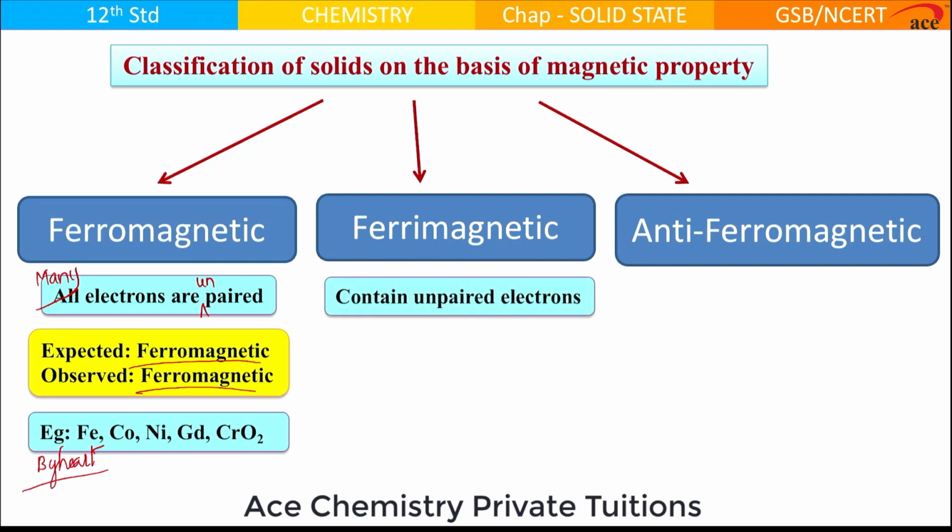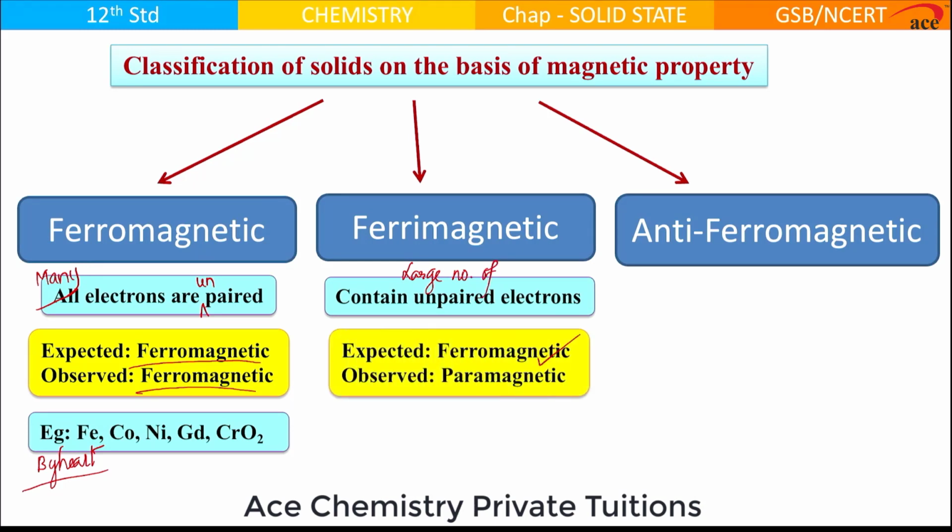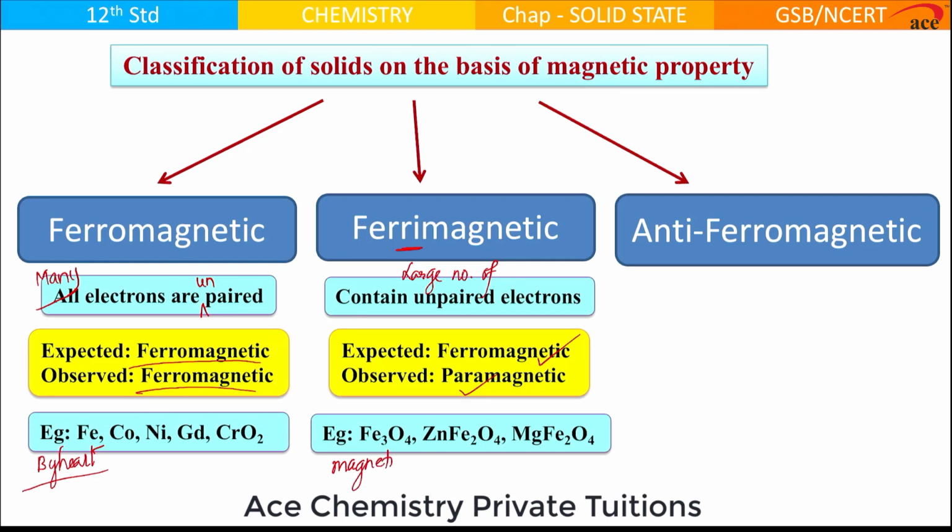Ferrimagnetic substances also have a large number of unpaired electrons. So, what is expected from them? Ferromagnetic, but what was observed from them? Paramagnetic. What do you mean by expected ferromagnetic and observed paramagnetic? We expected a large magnetic moment and that they can be converted to magnets. This was what was expected, but what was observed was that they were weakly attracted towards a magnet, and they cannot be converted to magnets. Such substances are called ferrimagnetic. You can remember the word ferri. Ferri means less. Example is magnetite. Fe3O4 is called magnetite, and these are popularly called ferrites. So, magnetite and ferrites are ferrimagnetic substances.